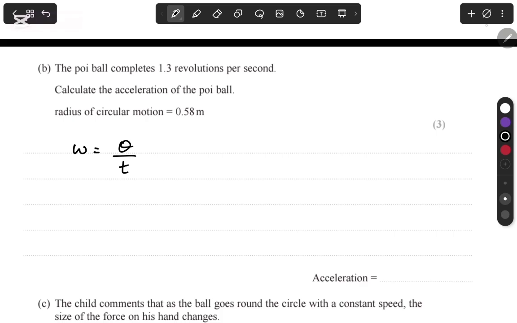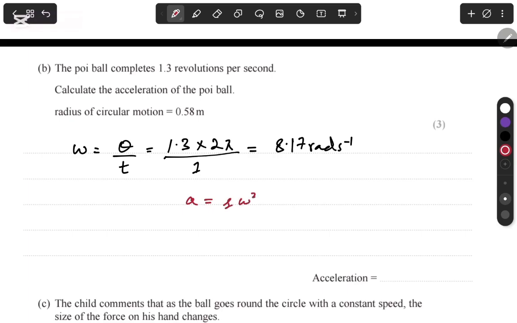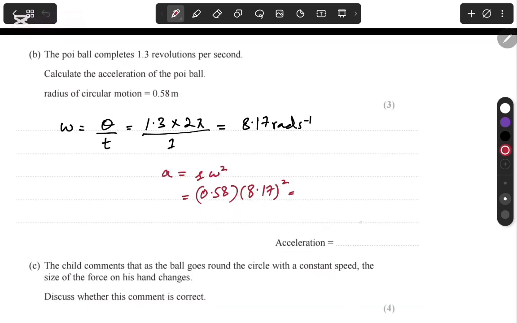So omega is equal to theta by t, and here 1.3 revolutions would be 1.3 times 2 pi divided by 1 second, and that's going to give me the value of omega. The value of omega will be 8.17 rad per second. Then we can plug this into the equation. Centripetal acceleration is r omega square. The radius is 0.58, and we can plug in 8.17 square. And we get an answer of 38.7 meter per second square.